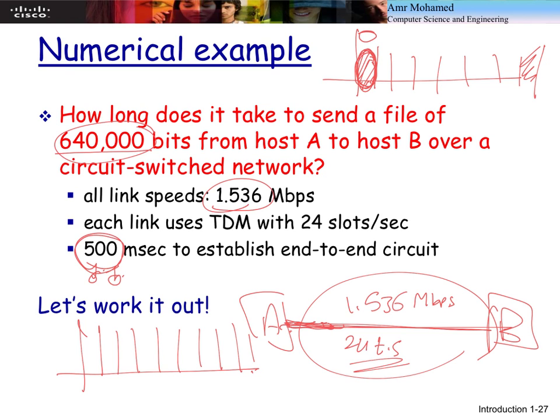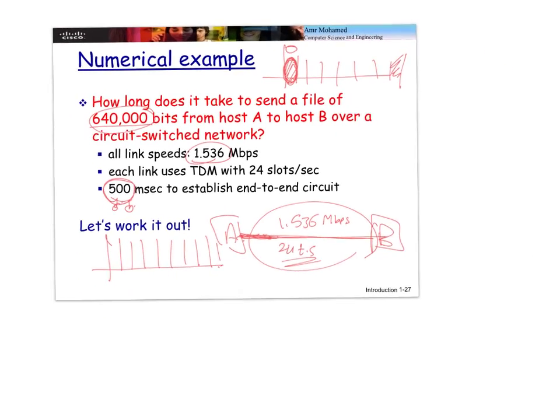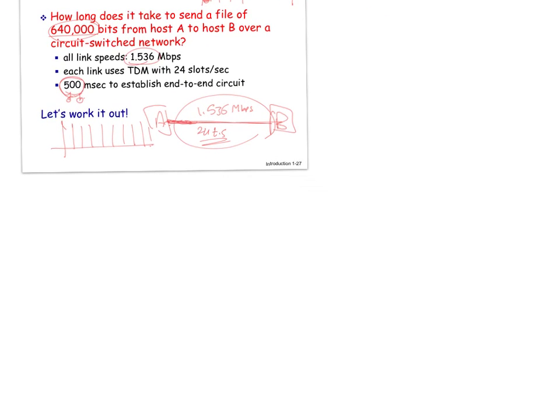So forget about the 24. So first I have to simply spend 500 milliseconds to establish the circuit plus, as we said, 64,000 over 1.536 times 10 to the power 6. So this is the time I have to spend if I were to use the entire bandwidth for myself.